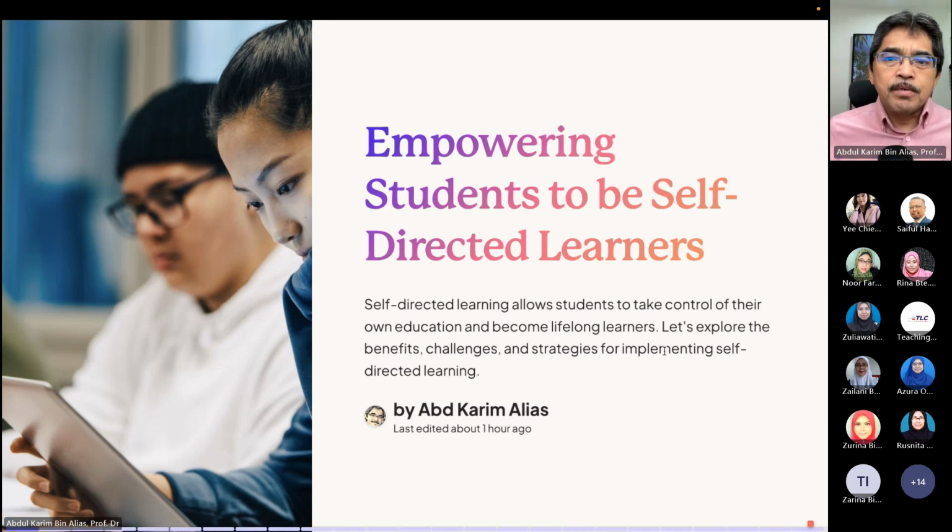Self-directed learning and self-directed learners, these are terms that we can use interchangeably. Self-directed learning is on the learning aspect, and self-directed learners on the learners aspect. Self-directed learning allows students to take control of their own learning. They take the responsibility and the ownership and become lifelong learners. That's the ultimate aim of education.